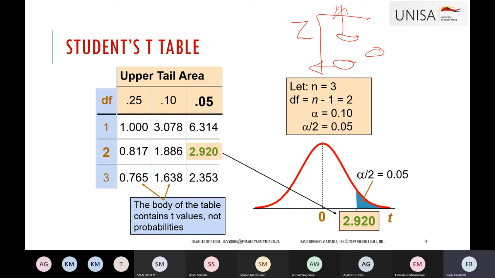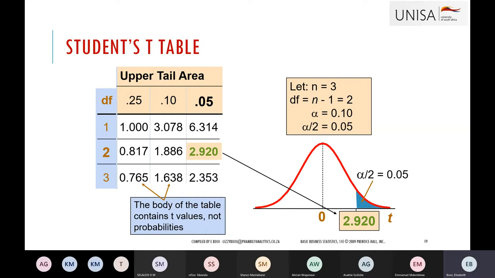With the T table, it works differently. Your T table is split in terms of your degrees of freedom and your alpha divided by 2 at the top. We're going to go to the table just now. We're always going to be using the upper tail areas of the table. On the left, you will have your degrees of freedom, and at the top, you will have your alpha divided by 2 values.